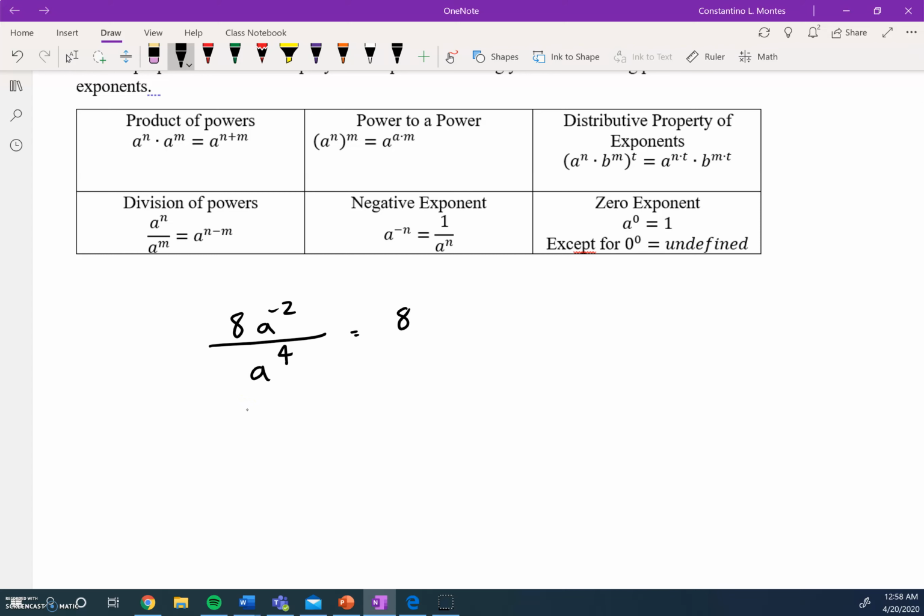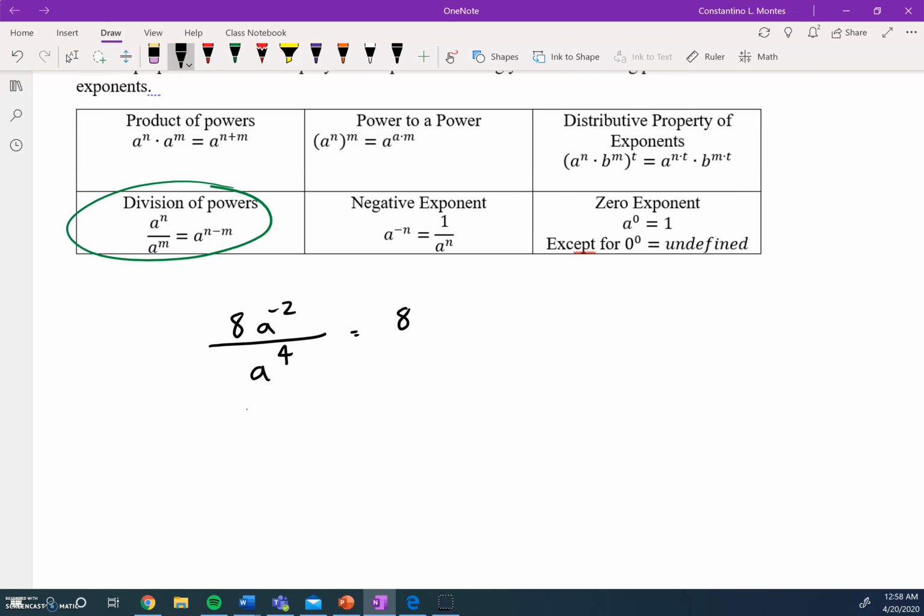8. And then this right here, I'm going to use the division of powers rule. And I'm going to rewrite this as a to the power of negative 2 minus 4. Alright, so now 8 stays there. The negative 2 minus 4 is going to be negative 6. So I got a to the negative 6.